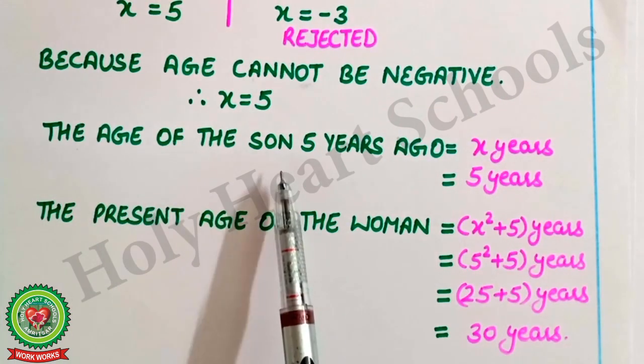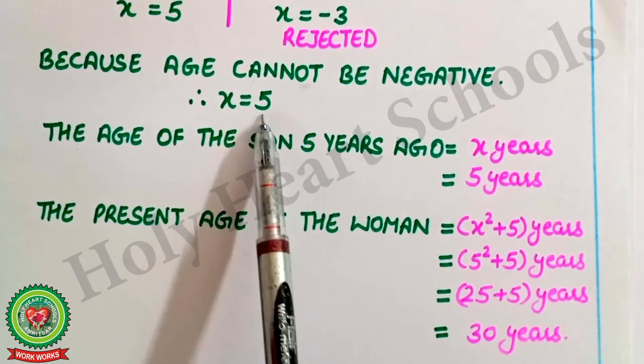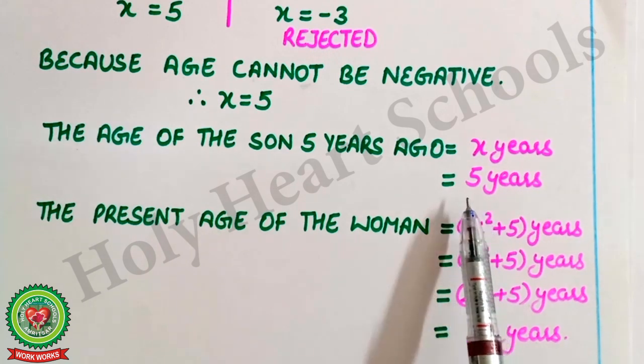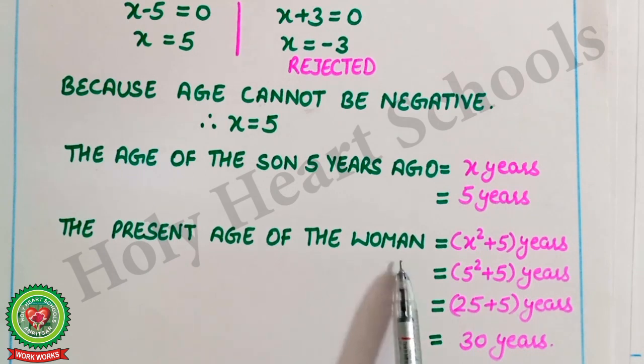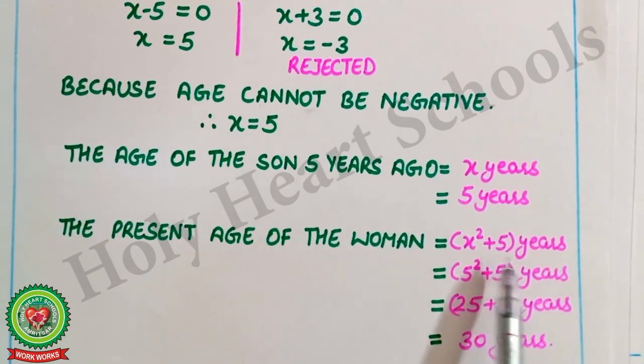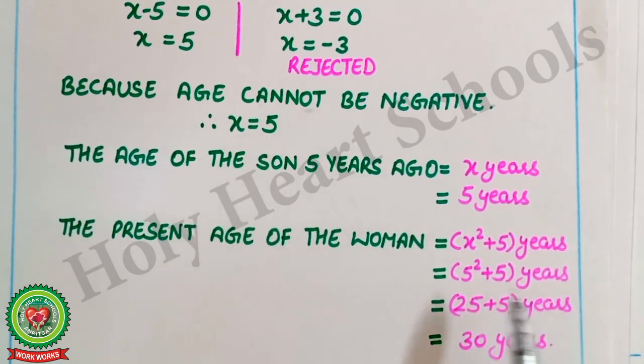The age of the son 5 years ago is equal to x here. So the value of x is 5, so the age of the son is 5 years. The present age of the woman equals x square plus 5 years. After filling the value of x equals 5, 5 square plus 5 years. Then 5 square is 25, so 25 plus 5 equals 30 years. So the present age of the son is 5 years and the woman's age is 30 years.